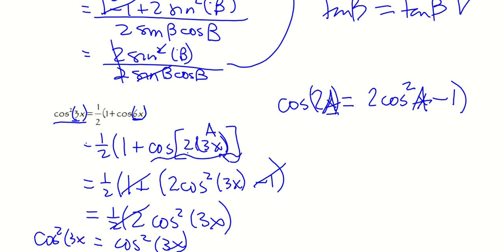This is called an angle reducing process. We had 6x and wanted to reduce it to half, so we recognized that we could use that double angle identity.